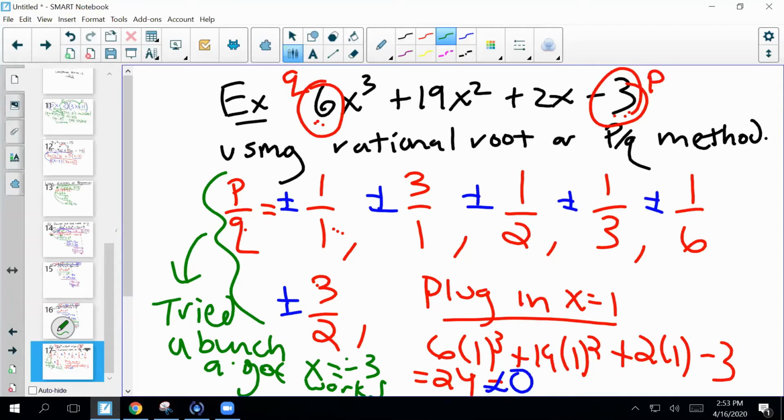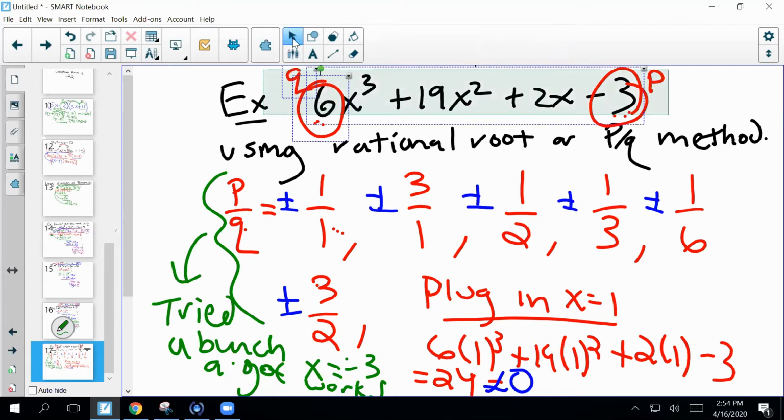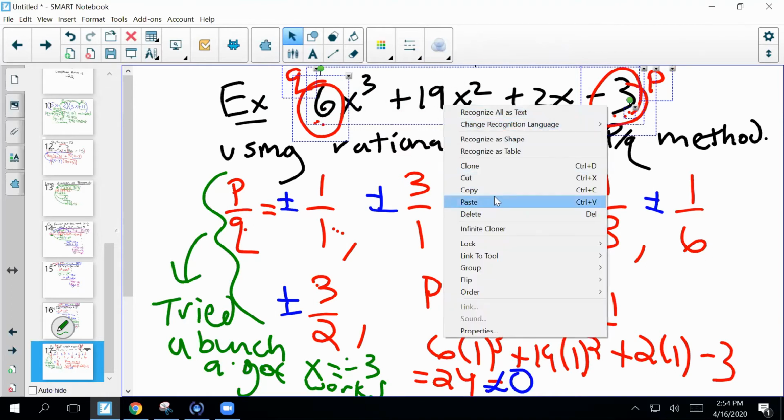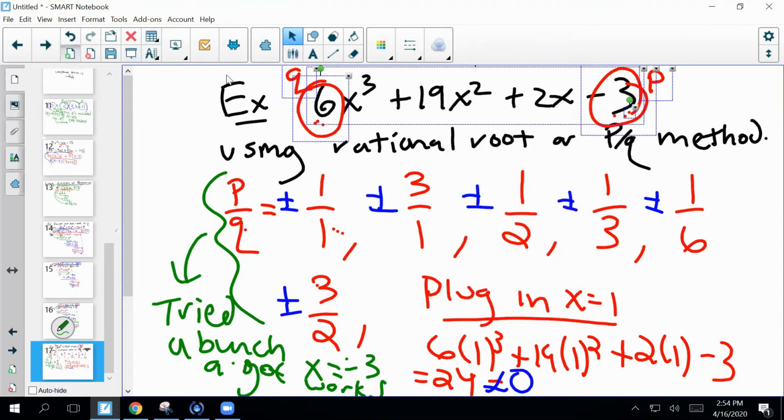And once you have one that works, then you can move on to the next part of the problem. So we're not done yet. This was just the first part, but that's the first part. You find your rational roots, you find one that works. Okay. Let me see if I can copy that easily for the next slide.